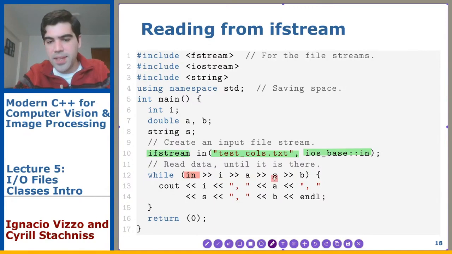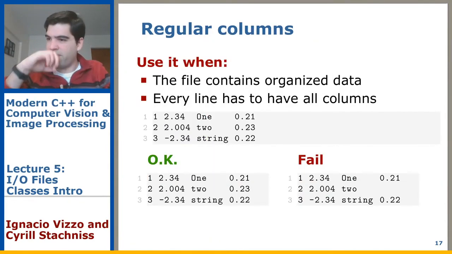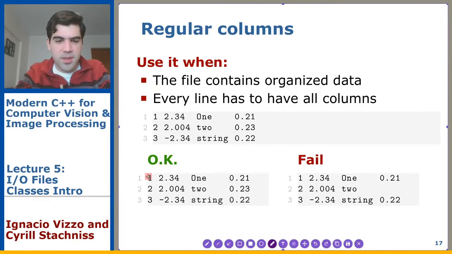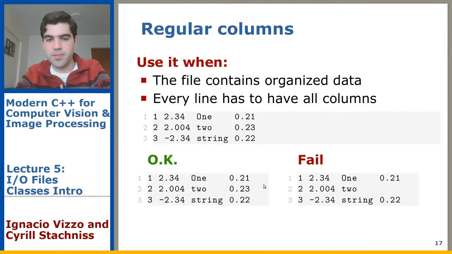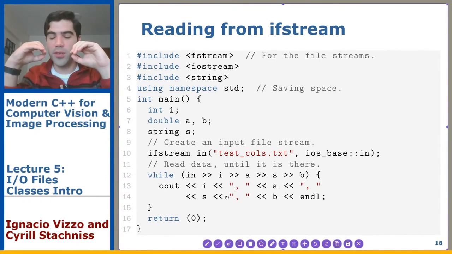So we have i, a, s, and b, not the best names, but it doesn't fit on the slide. i is an integer, a is a double, s is a string, and b is again another double. So this is the file we're talking about. Probably having the file there would be better. But again, we have an integer, floating point, string, and floating point. And then here we have the same. So this way you can read files really, really easily.